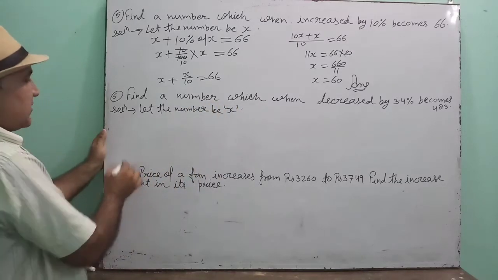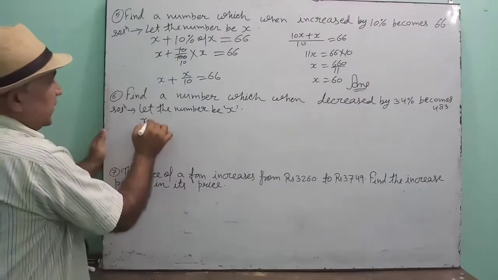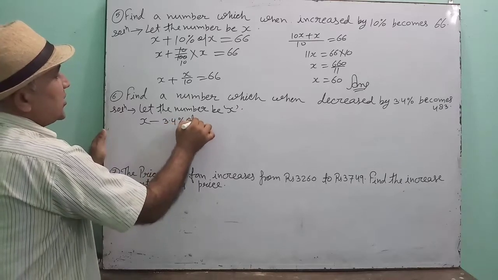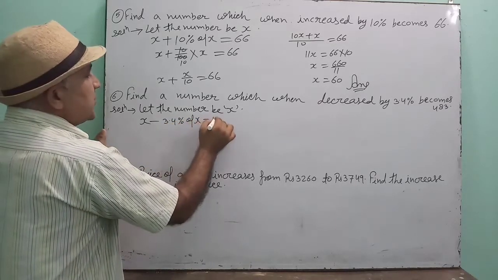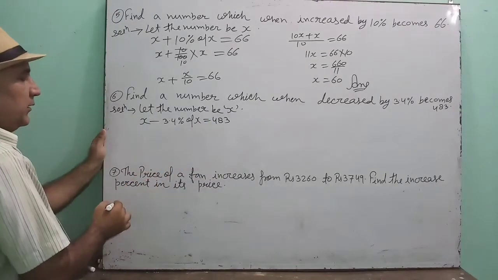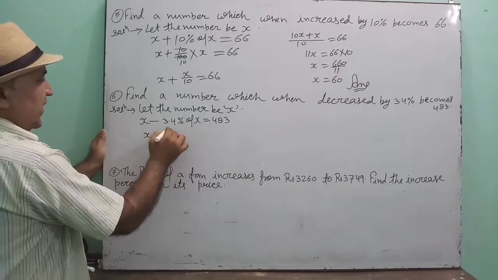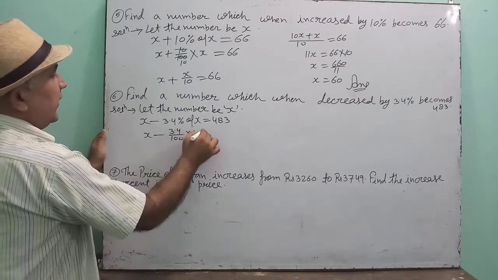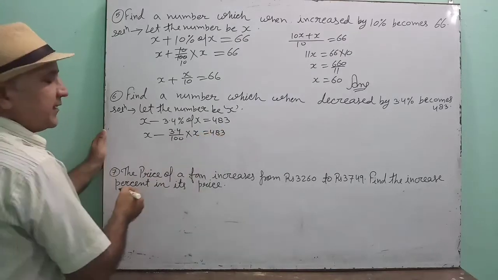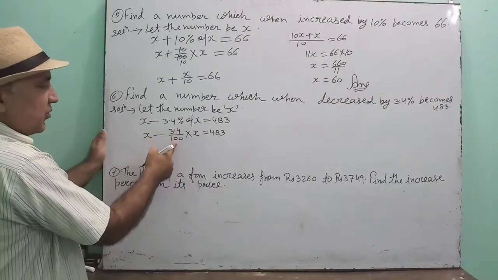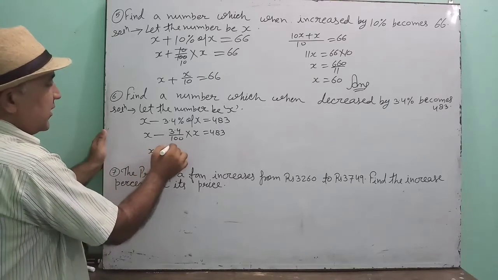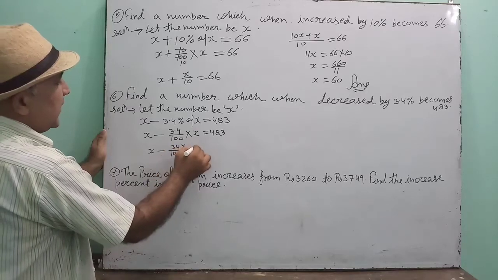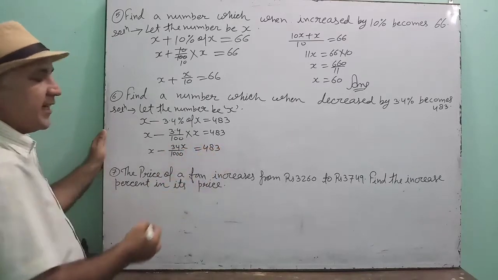Let the number be x. Now according to the question, the number is decreased by 3.4% of x, then it becomes 483. Now solve it. x minus 3.4 upon 100 into x is equal to 483. When this decimal is removed, one 0 will be added in the denominator. It will become x minus 34 upon 1000 x is equal to 483.